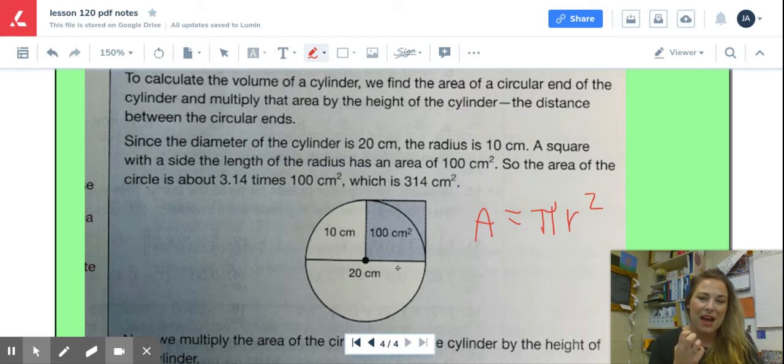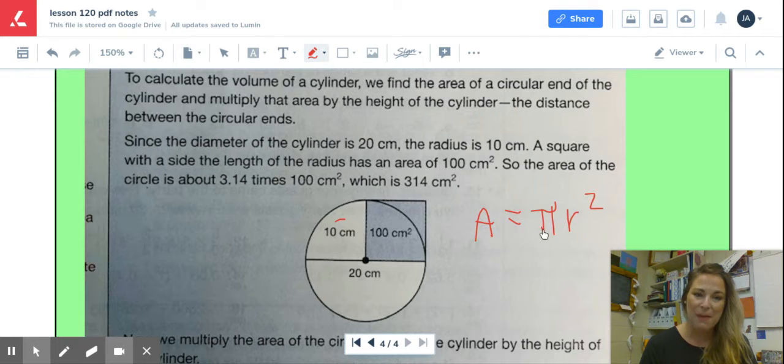They didn't automatically give us r, they told us it was 20 centimeters across. If we know that the diameter is 20, we know, based on what we know about circles, the radius is always half of the diameter. The diameter is the line that cuts completely across the circle, and the radius is half of that. Any line that goes from the center of a circle to its edge is a radius. So half of 20 is 10, and that's where we get this 10 right here. We're going to use that 10 in our formula.